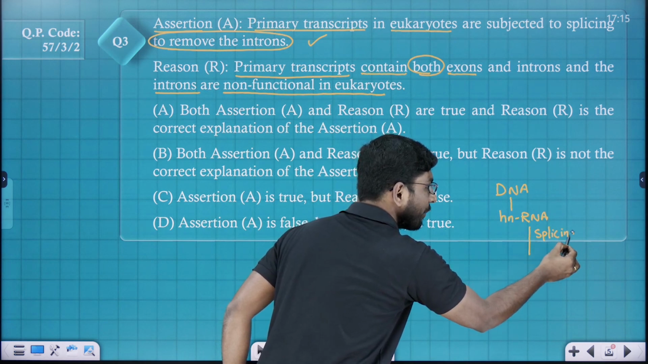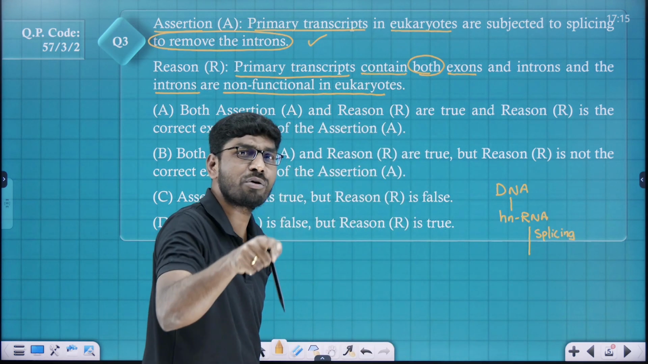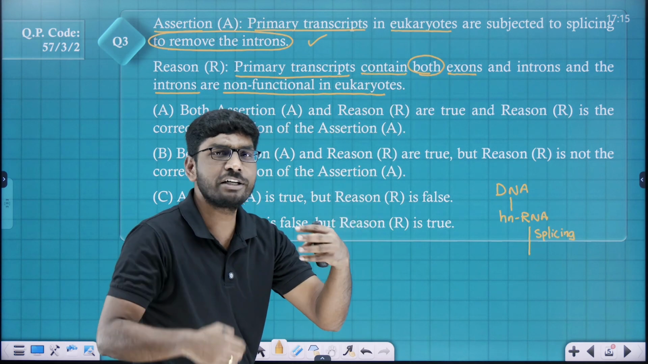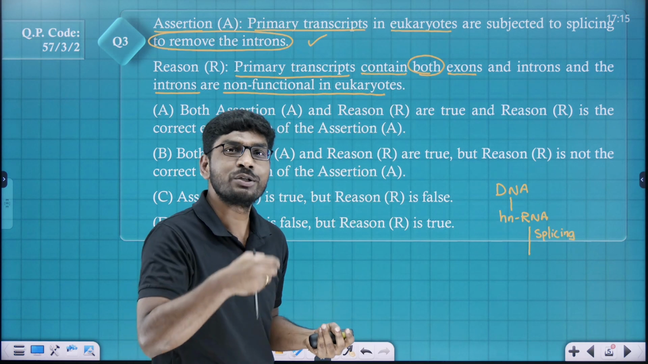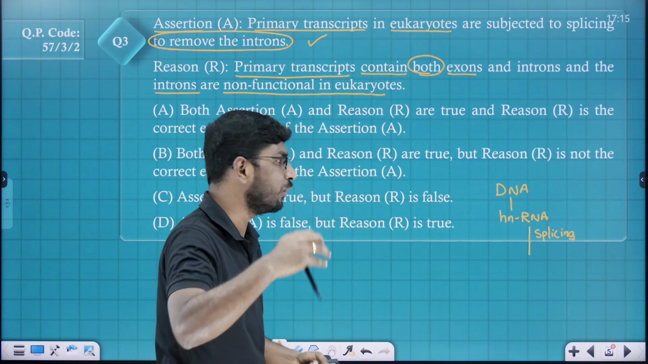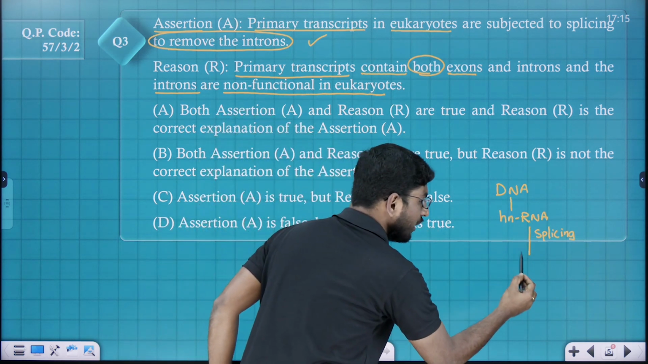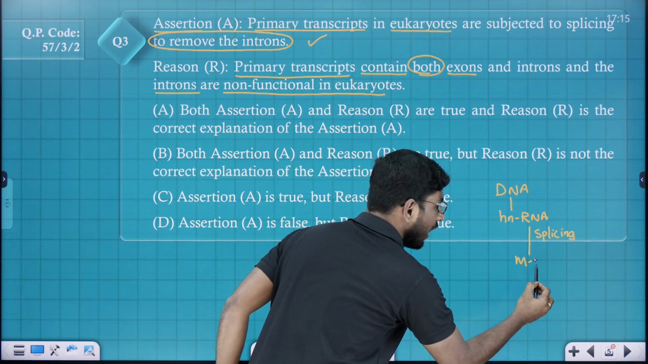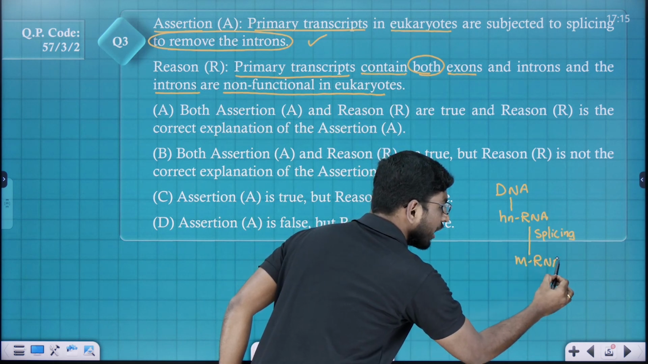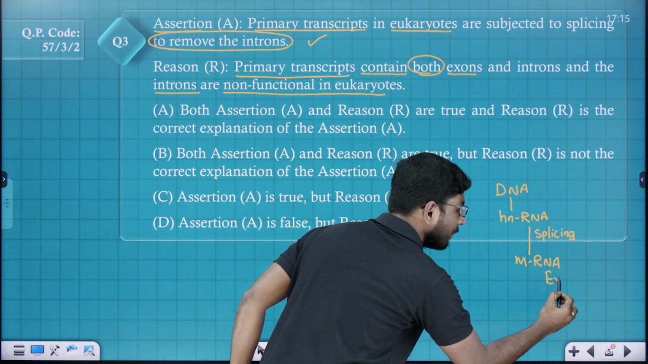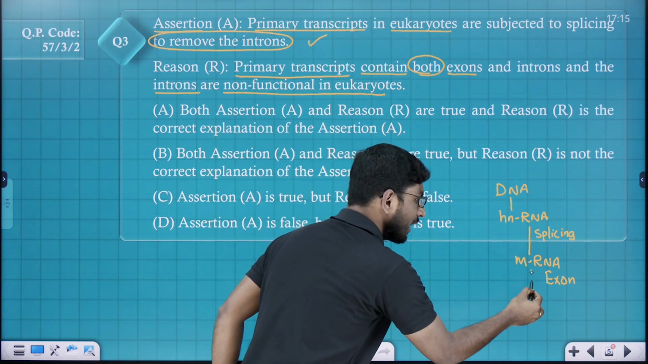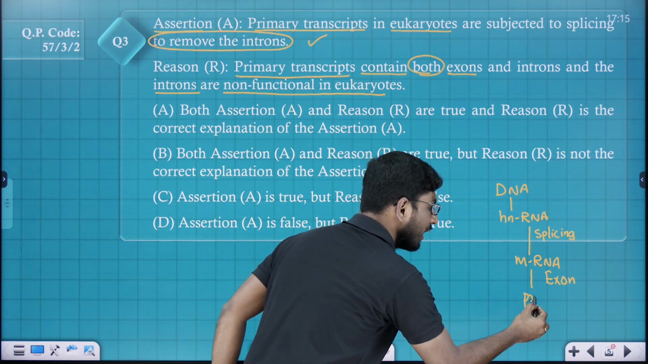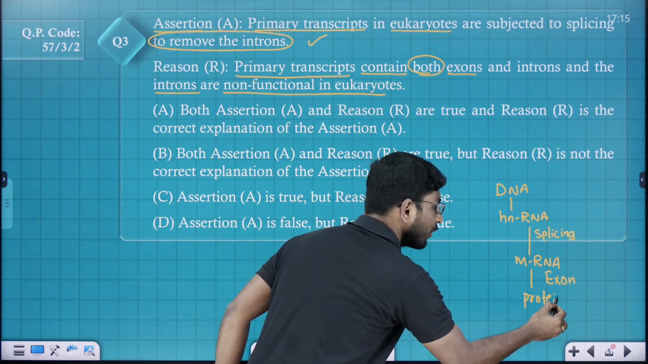In splicing, what happened? Removal of intron, the non-coding part. It is a waste, it's not going to convert into protein. So introns will be removed, and the hnRNA undergoes splicing to form mature mRNA. In this mature mRNA, only the exon, the coding part, is there. And this mRNA directly undergoes a process called translation to make a protein.